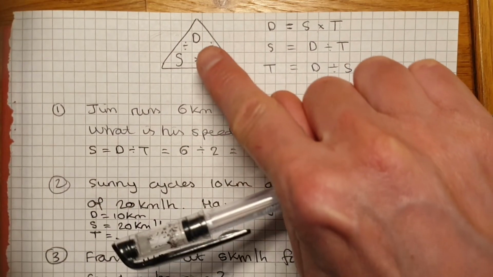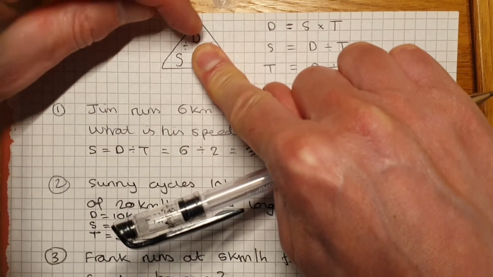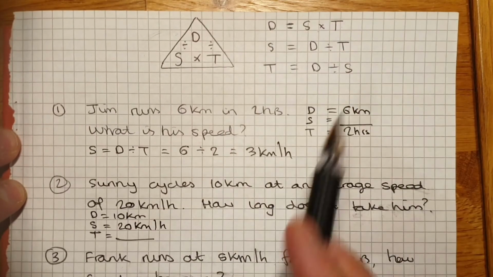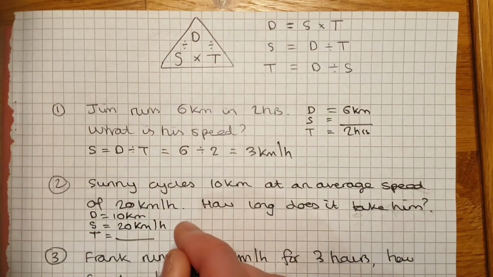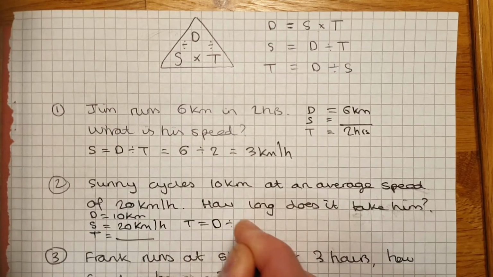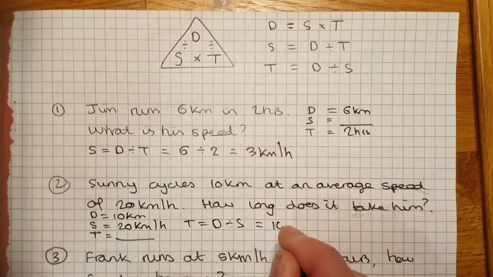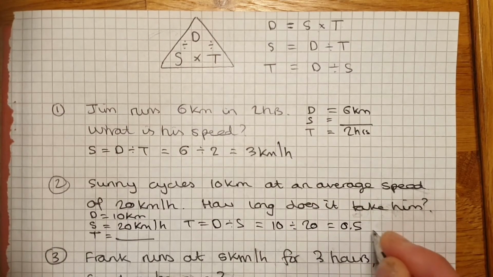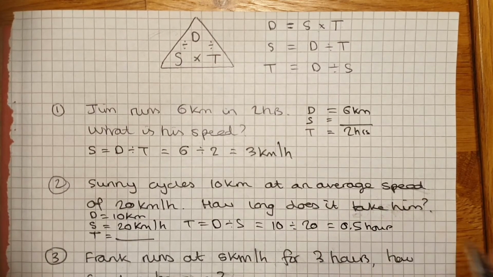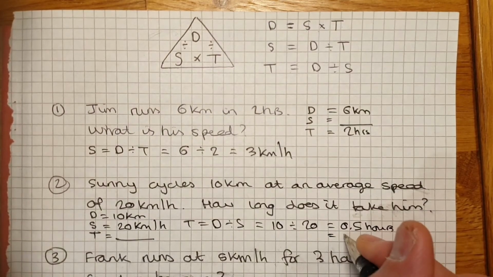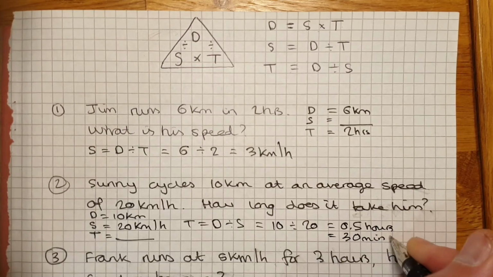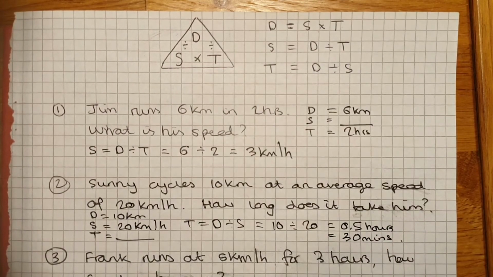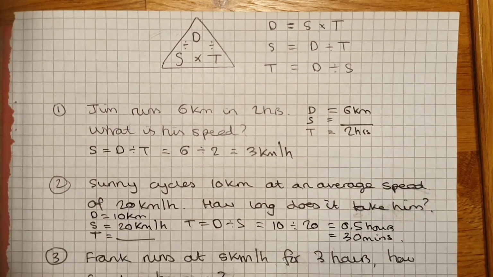So you go back to your formula triangle, you cover up T for time, and it's distance divided by speed. And you can see I've got it written down there as well. So T equals D divided by S. Distance is 10, divided by 20, and that gives me 0.5. Now that's in hours, 0.5 hours. Now 0.5 just means a half. So that's the same as saying 30 minutes. So 0.5 hours, half an hour, or 30 minutes.